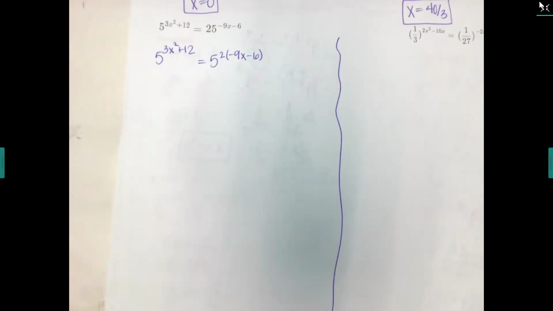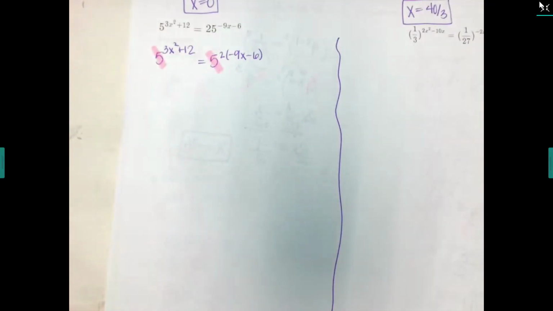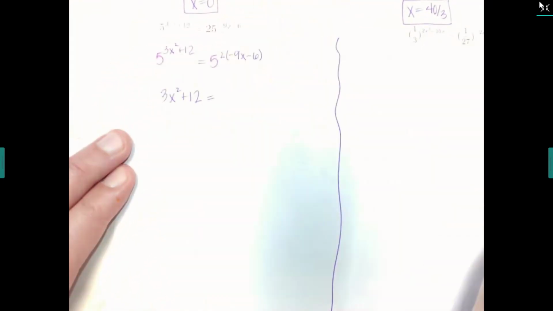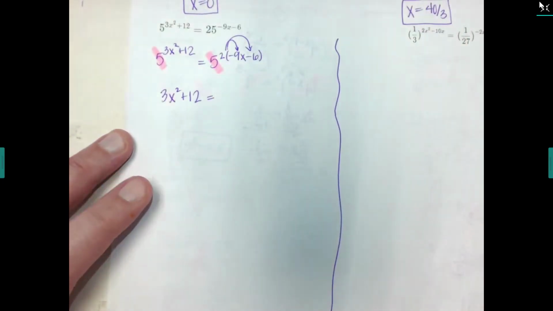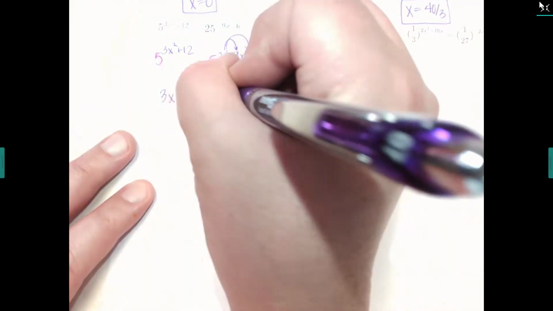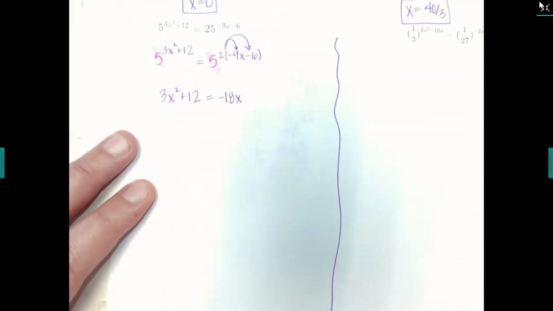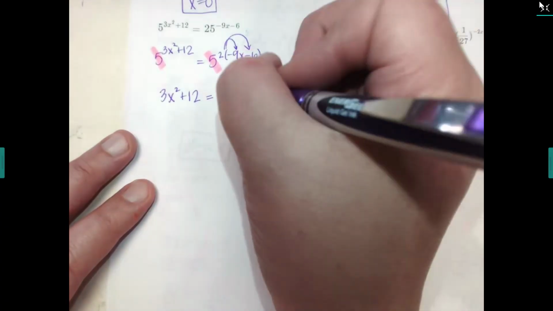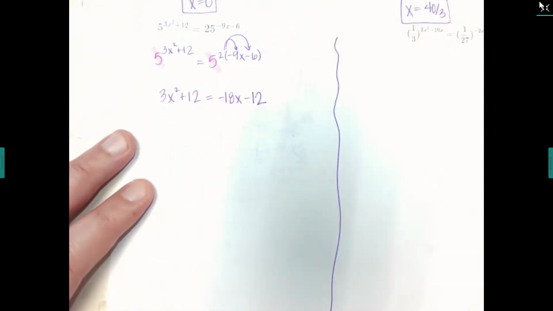So far, nothing weird has happened. What is the next step? Cancel the 5's. And then we're going to bring our exponents down and set them equal to each other. So far, this is the same. I have a 3x squared plus 12 equal to, and then I'm going to times this 2 in. So 2 times minus 9 would be a minus, and then 2 times minus 6 would be a minus 12.